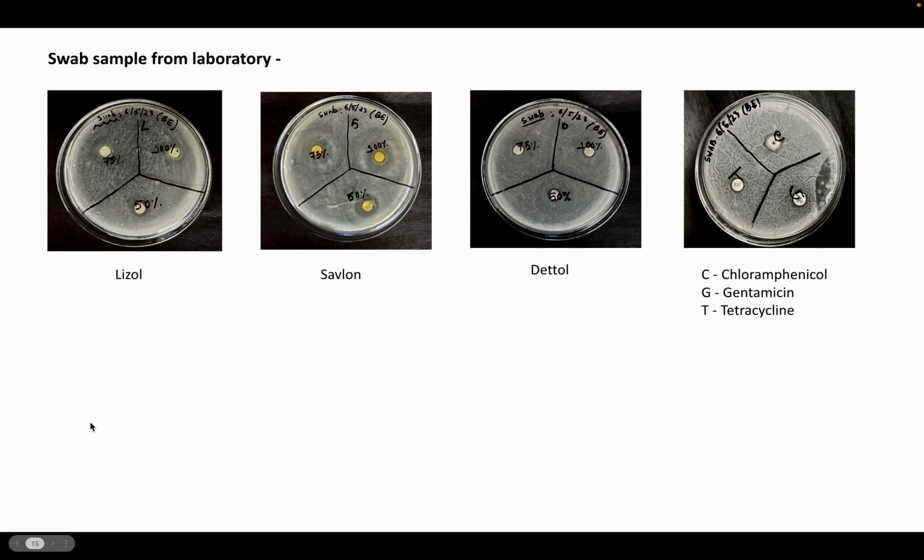Now, the next experiment that we did was the swab sample from the laboratory. As we have earlier collected samples from various sources, this experiment was done to see the type of inhibition present in the locally acquired bacteria from the laboratory. And we have done it in a similar way. We have used Lysol, Savlon, and Dettol at various concentrations. We made a triplicate for 100, 75, and 50% concentration of each disinfectant, and also we have used three different antibiotic discs: chloramphenicol, gentamicin, and tetracycline.